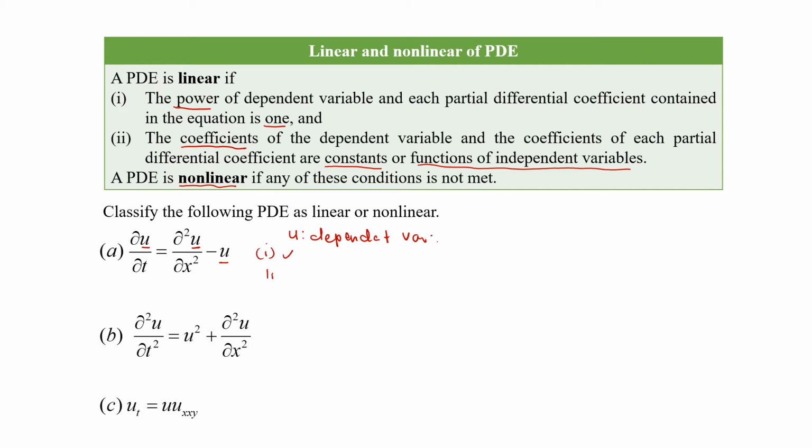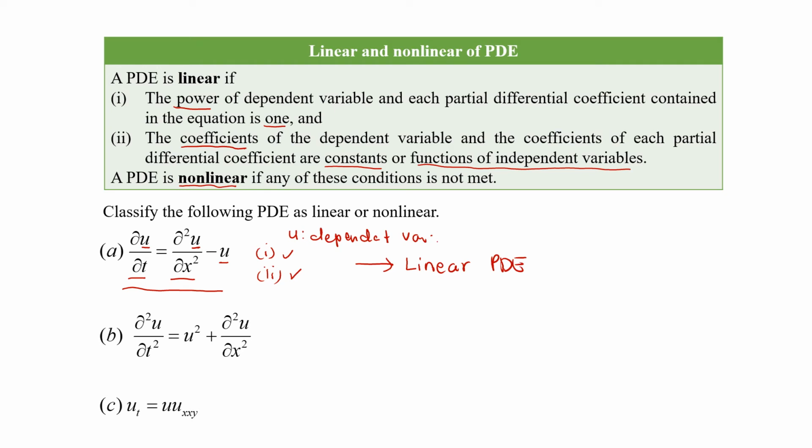So let us check the second condition. The coefficients of the dependent variable must be constants or functions. We can see that the coefficients of the partial differential coefficients here and here are equal to 1, and the coefficient of u is also equal to 1. So it fulfills the second condition. So this means that this partial differential equation is a linear PDE.